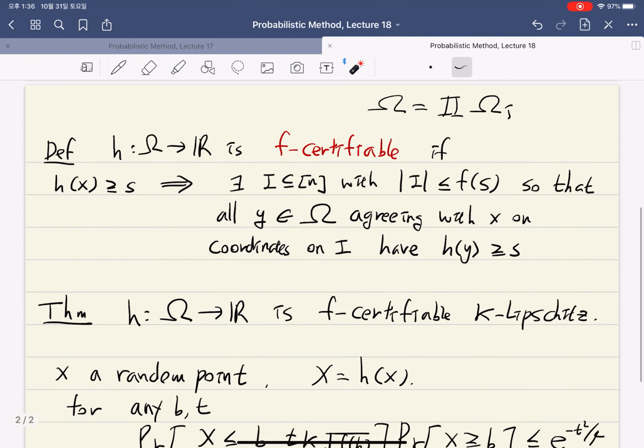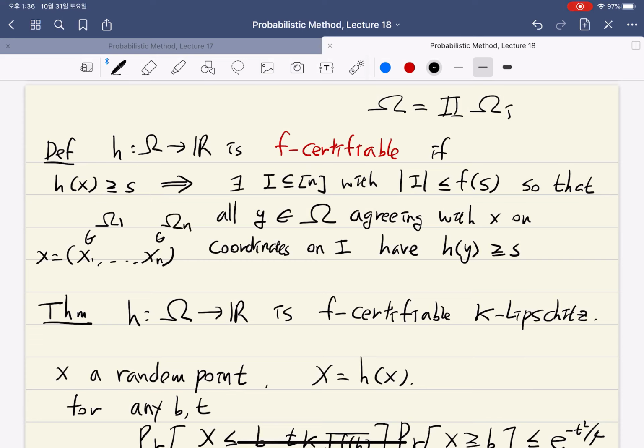And we say that this is k-Lipschitz if we change one coordinate. This x is actually x1 to xn, each of them in this probability space, omega 1 to omega n. If we change one coordinate, then the h value changes by at most k. Then we say this is k-Lipschitz.